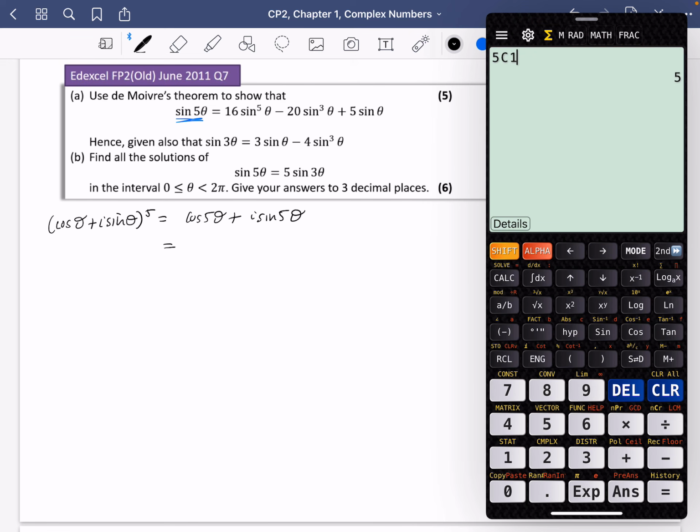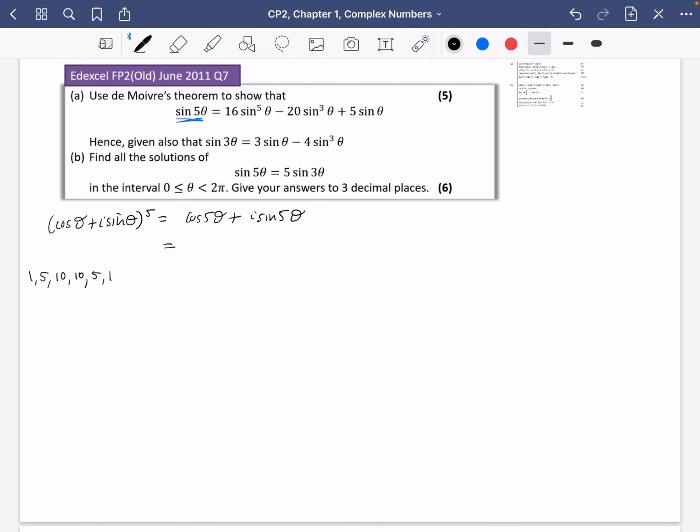So it goes, obviously, I'll put it here, it goes 1, 5. 5 choose 2 is 10. 5 choose 3 is 10. 5 choose 4 is 5, and 5 choose 5 is 1. So we've got the coefficients there. That means it's going to be cos to the power of 5 theta plus 5 cos to the power of 4 theta multiplied by i sine theta. So I really should have put an i in here and sine theta.